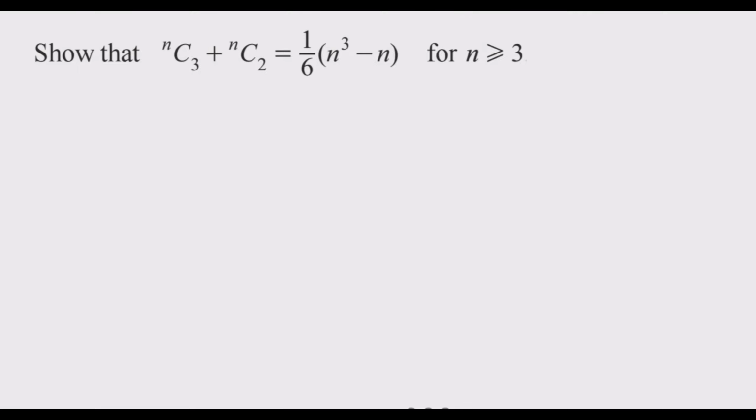So our question of interest in this episode reads: show that nC3 plus nC2 equals 1 over 6 multiplied by n cubed minus n, for the values where n is greater than or equal to 3. So this question is coming from the topic combinations. Combinations is just an application of factorial. Once we understand what factorials are, then it's easier for us to understand what combinations are.